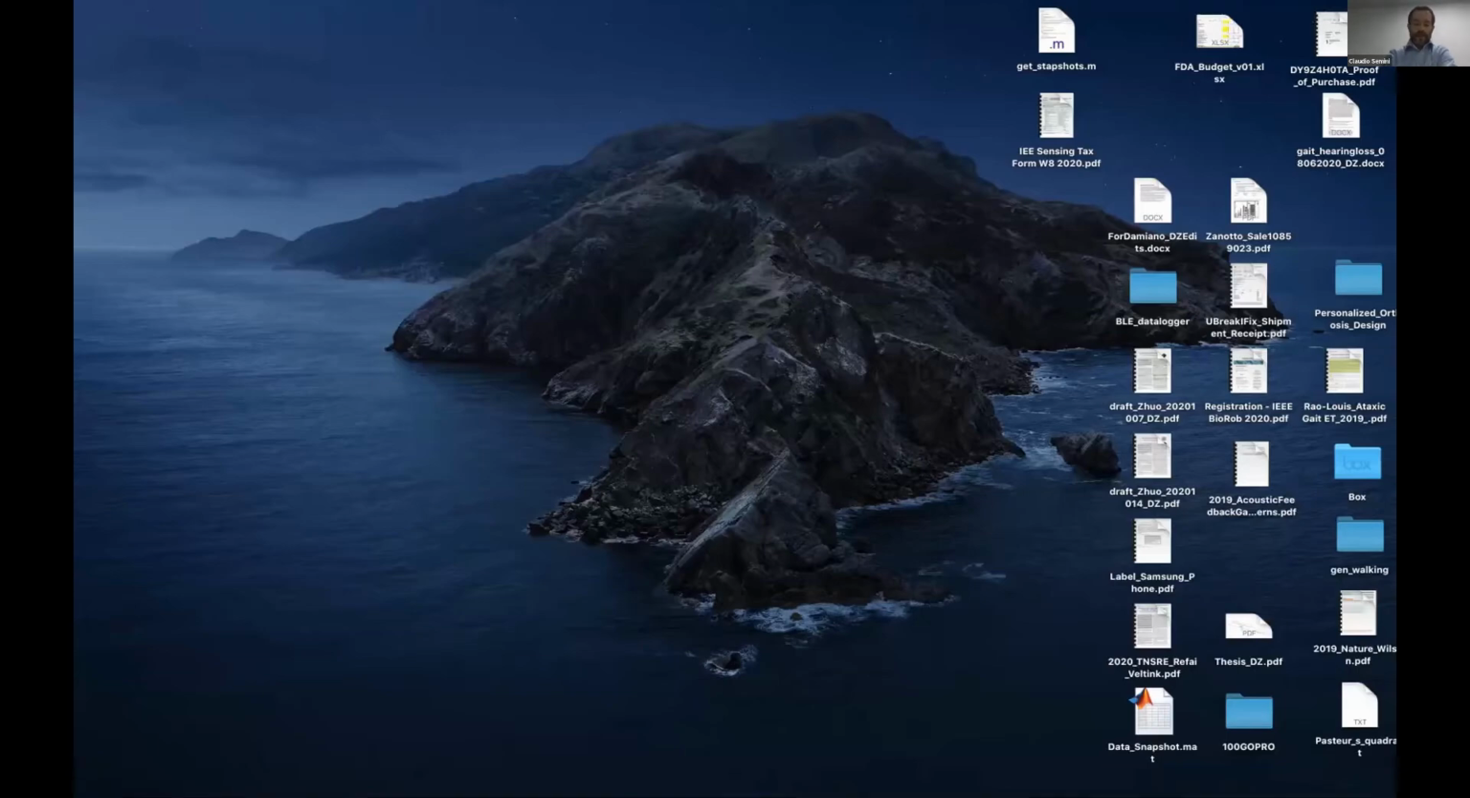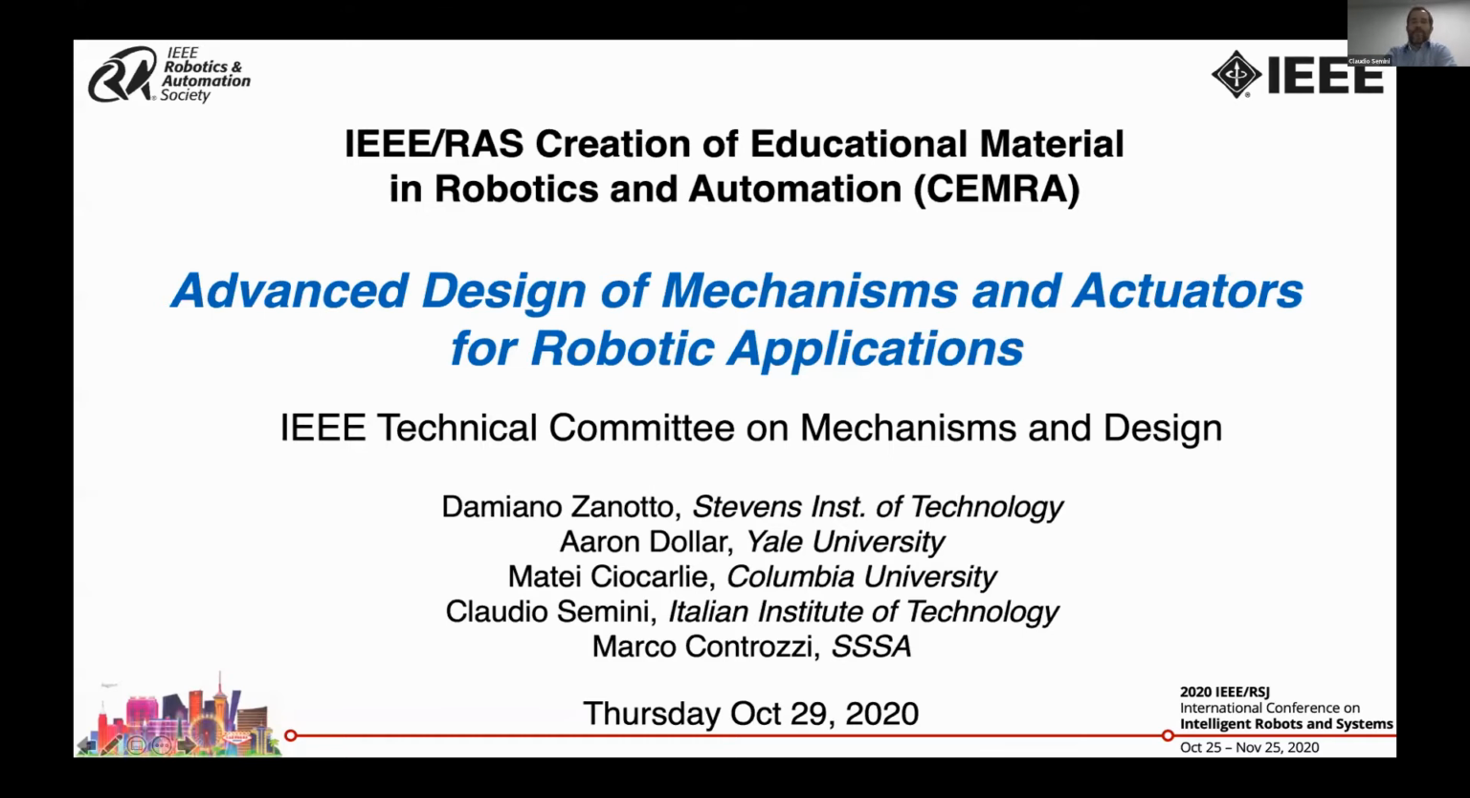It's Damiano Zanotto. He's from Stevens Institute of Technology. He's actually one of our TC junior co-chairs, and he's presenting one of our TC initiatives, which is about the educational material, and he will speak about it now.